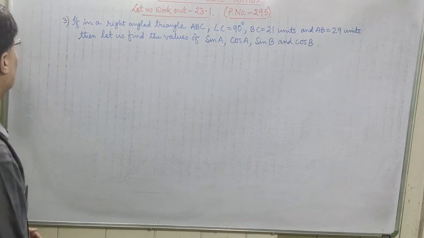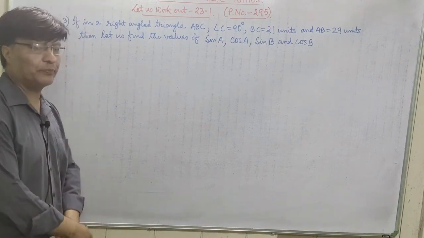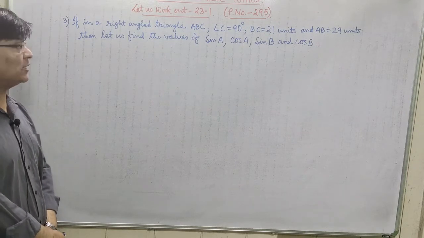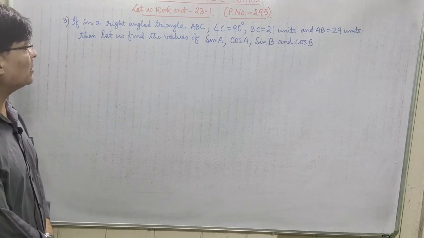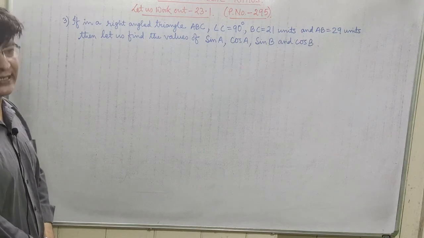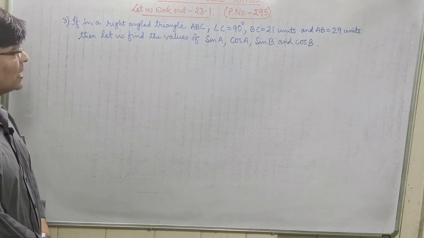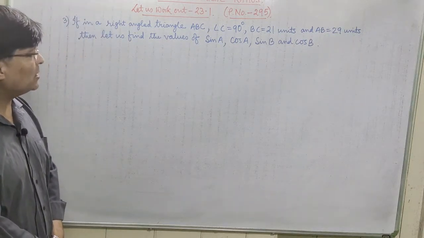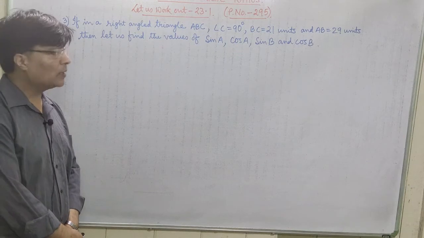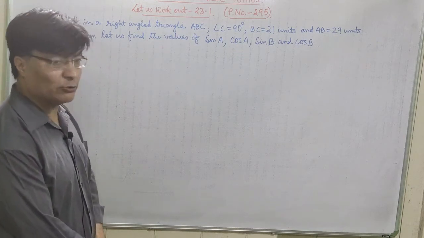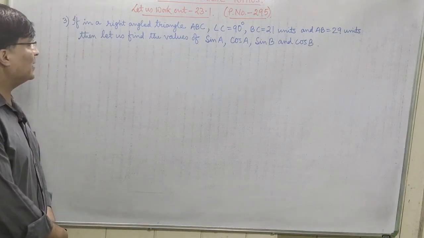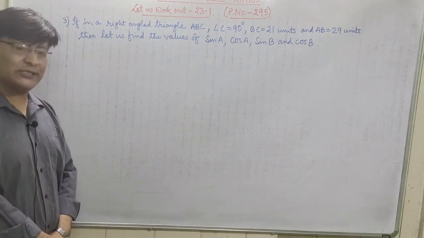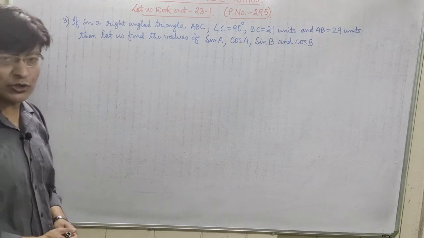Now we'll do the next question, that is question number 3. In a right angle triangle ABC, angle C is equal to 90 degree. BC is equal to 21 units, and AB is equal to 29 units. Then let us find the values of sine A, cos A, sine B and cos B.